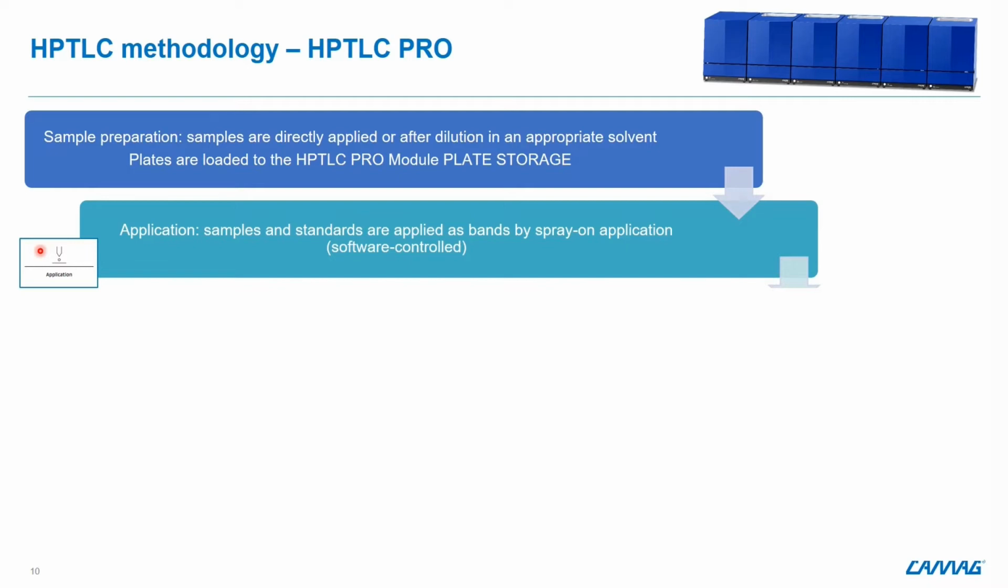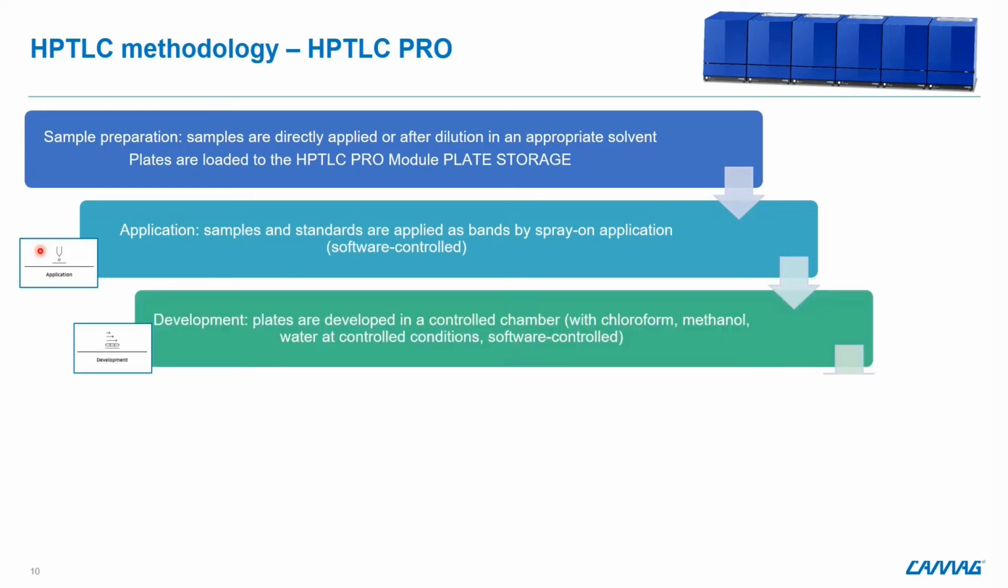Once the system has started, the samples are applied onto the first plate, and as soon as the first plate is developed in the HPTLC PRO Module DEVELOPMENT, the next plate enters the system and is applied in parallel.